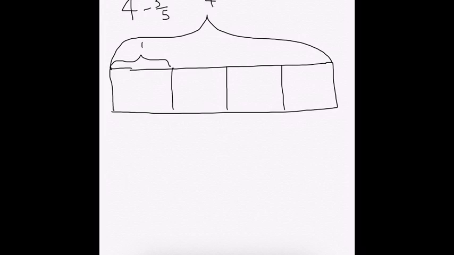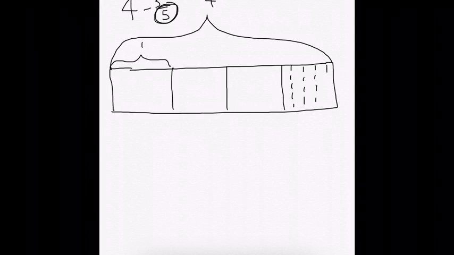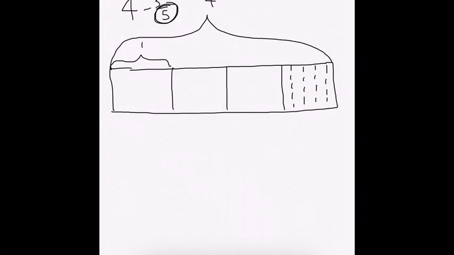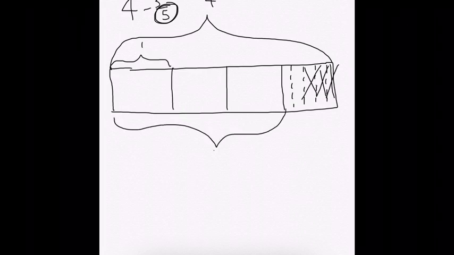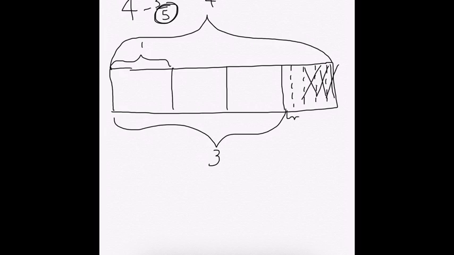Now if I took one of these wholes, remember we are still dealing in fifths. So if I took one of these wholes and I just divided it into fifths like so, and I had 1, 2, 3, 4, 5/5, I could cross off my 3/5 because I am going to subtract 1, 2, 3. So I've taken away 3/5. That will leave me with 3 wholes, and then right here 2/5. So again, I have my answer, 4 minus 3/5 equals 3 and 2/5.